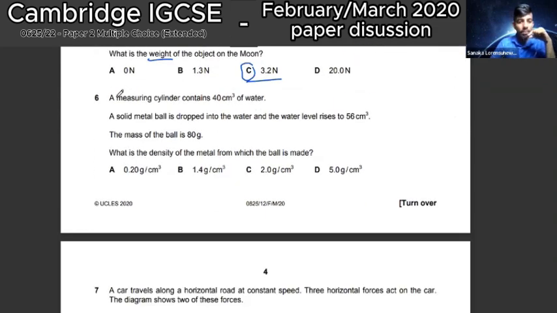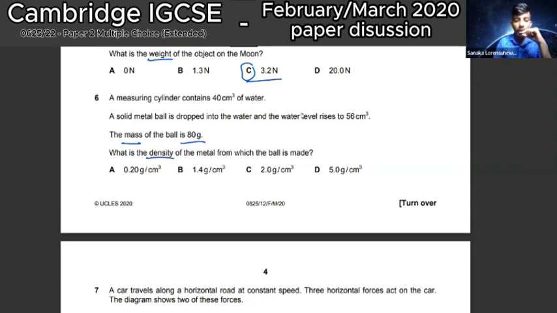Let's move to the sixth one. Question number 6. The measuring cylinder contains 40 cubic centimeters of water. A solid metal ball is dropped into the water and the water level rises to 56 cubic centimeters. 40 to 56. The mass of the ball is 80 grams. What is the density? Very easy.